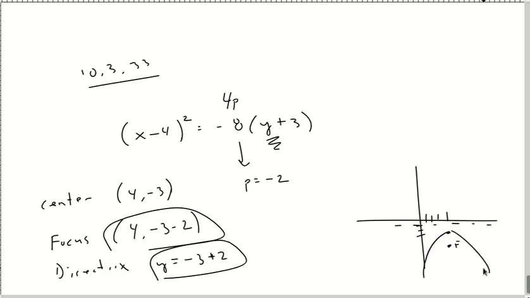Okay. Apparently this next question's not very happy. I'm gonna stop here and I'm gonna try to fix my tablet a little bit. So we'll do part B in a minute.